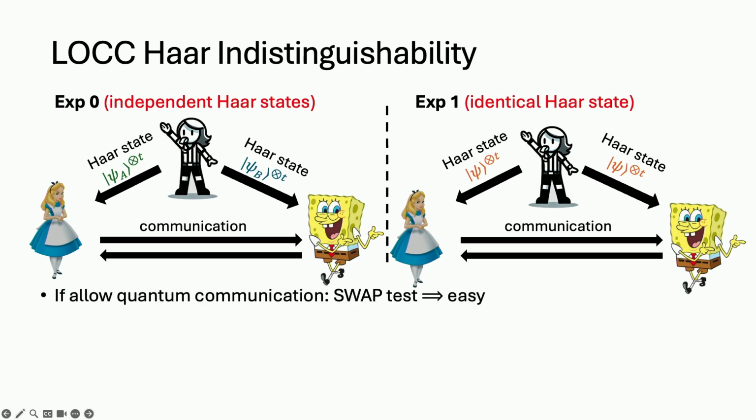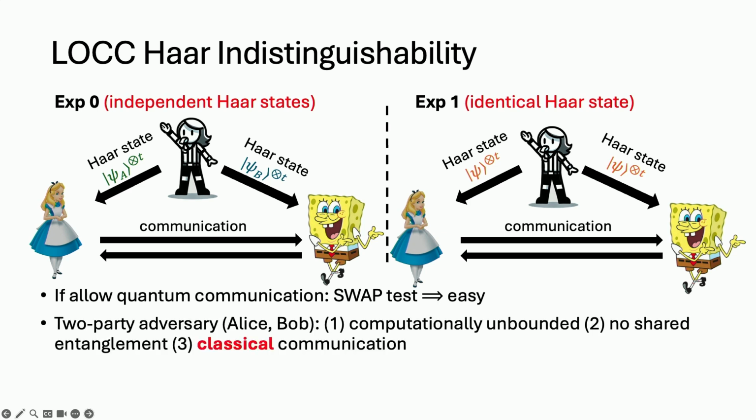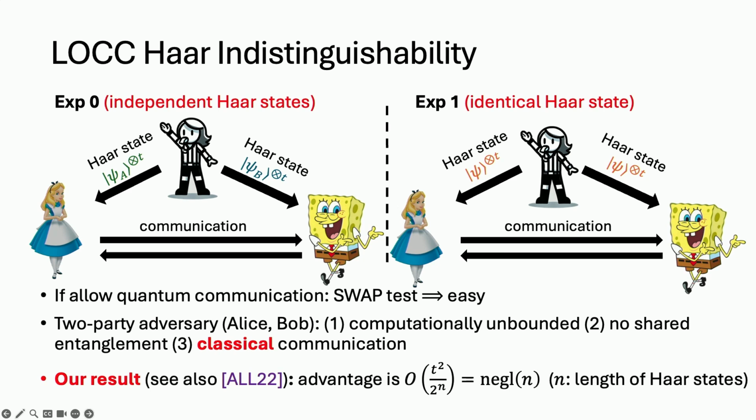So if they can do quantum communication, then Alice can simply send her state to Bob to perform a swap test. So this task is easy. However, if Alice and Bob do not share any entanglement and they can only do classical communication, even if they are computationally unbounded, their advantage is at most order t squared over 2^n, where n is the length of the Haar states. So if t is a polynomial, then this is negligible.